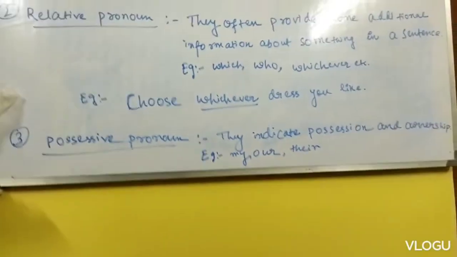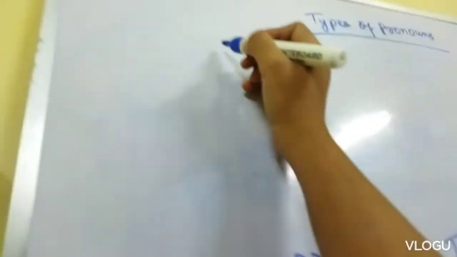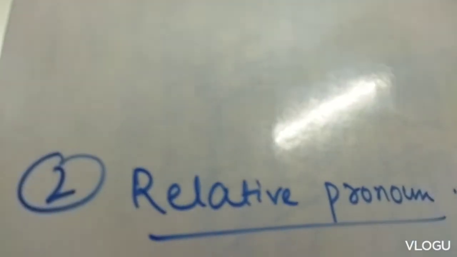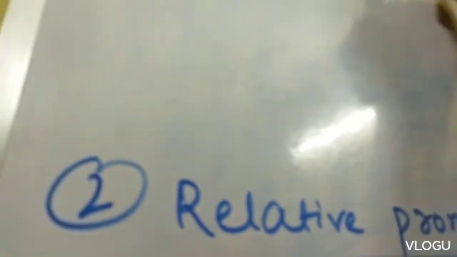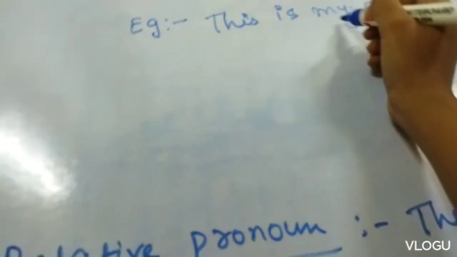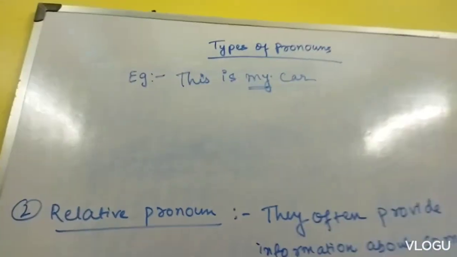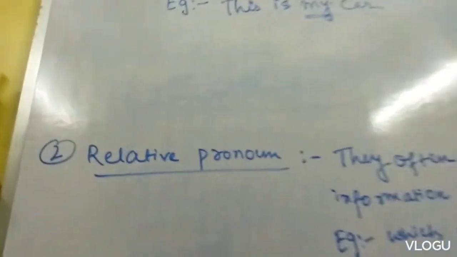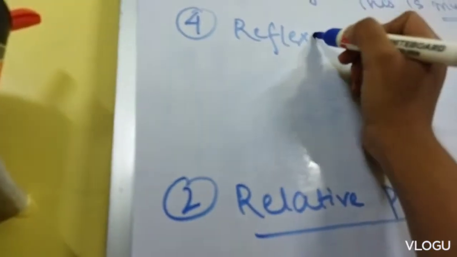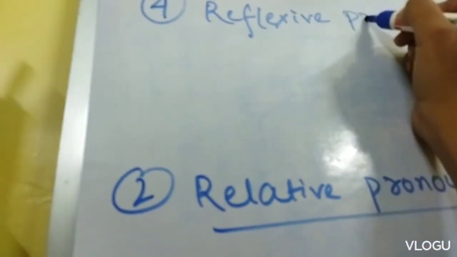So the possessive pronoun, let me explain in sentences. Example of a possessive pronoun, we can say that this is my car. So here my is a possessive pronoun. Okay, now comes the fourth one, that is the reflexive pronoun.